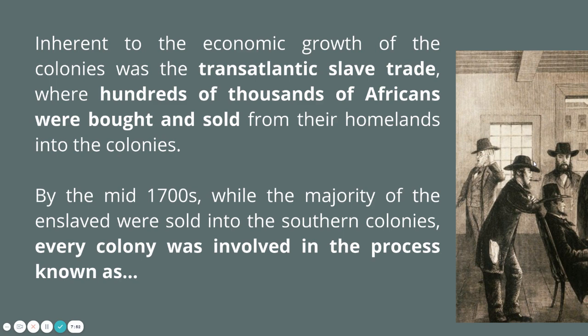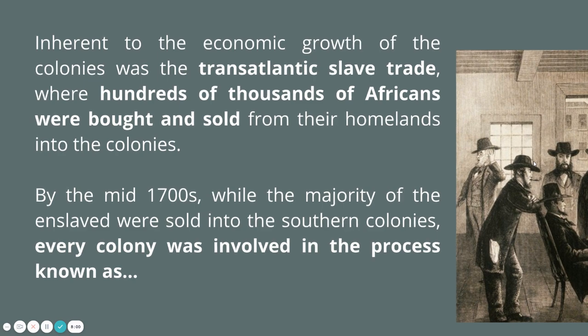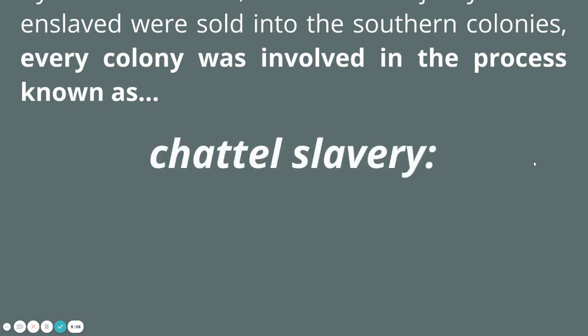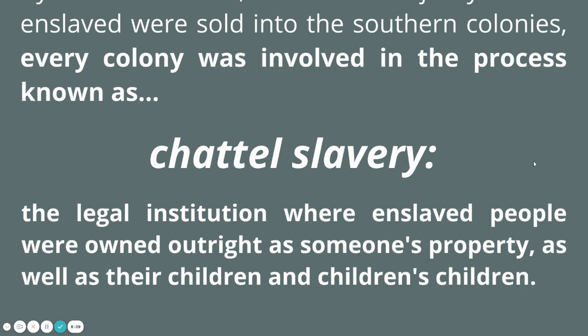But what made this transatlantic slave trade so unique, where hundreds of thousands of Africans were bought and sold from their homelands in Africa and then into the colonies, is this evolution of slavery as a unique American model in the form of chattel slavery. And as we again discussed in class, this was that legal institution that was this generational enslavement of individuals, where enslaved peoples were owned outright as someone's property, as well as their children and their children's children. And this was really a unique facet of the American model of slavery, never really seen elsewhere in the world, unique to us.